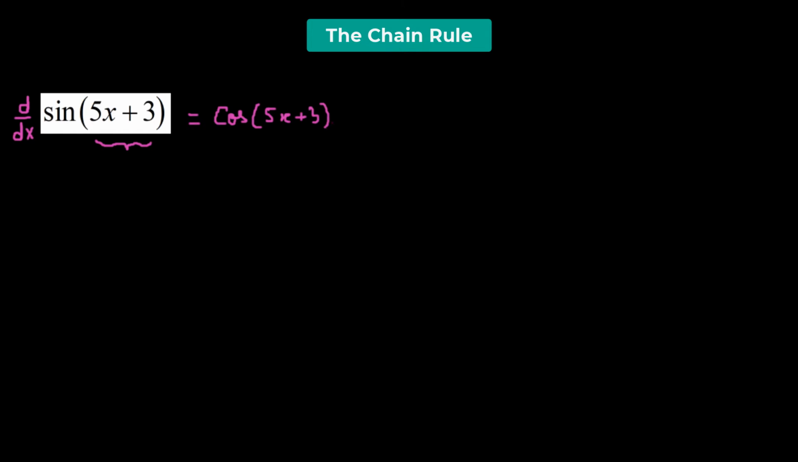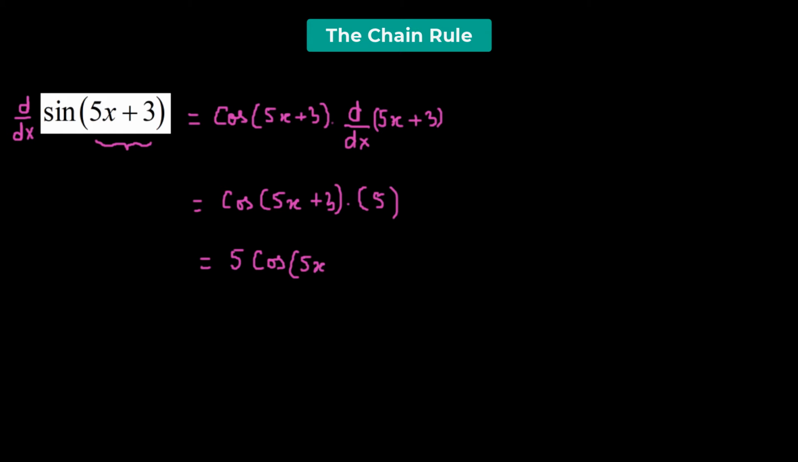But that being an assumption, we multiply it by the derivative of the assumed function of x, which is 5x plus 3. So that gives us cosine of 5x plus 3 times the derivative of 5x plus 3. The derivative of 5x is going to be 5, and the derivative of 3 is 0. So finally we get 5 times cosine of 5x plus 3. So this is the derivative. Let's move on to the next question.